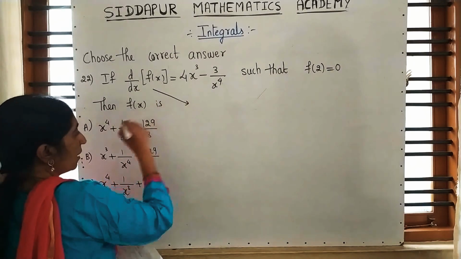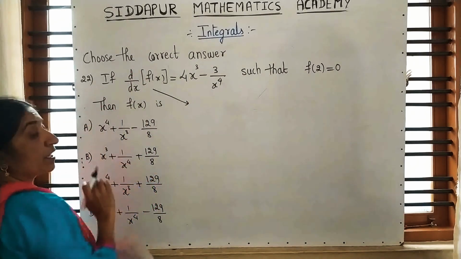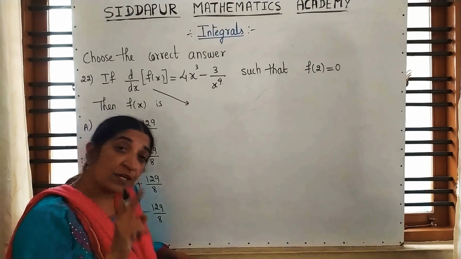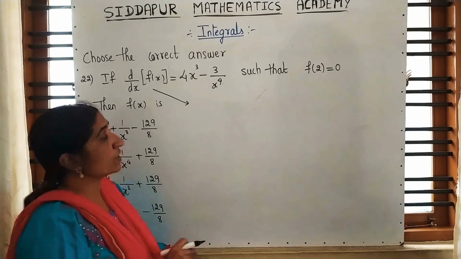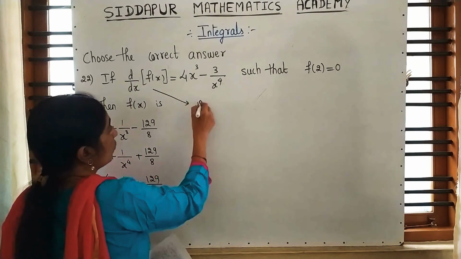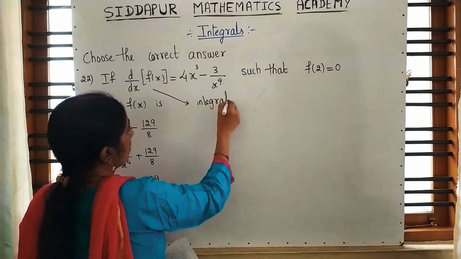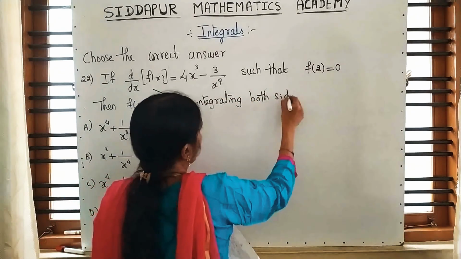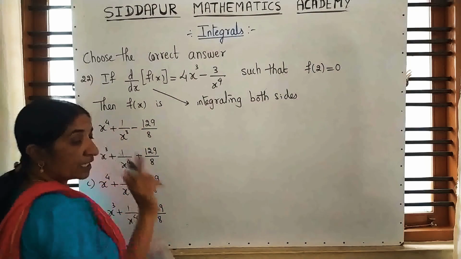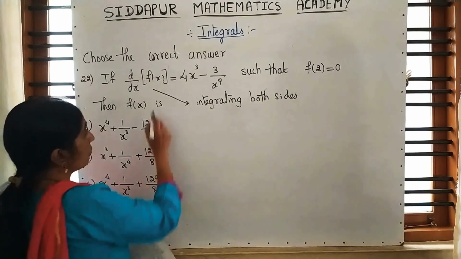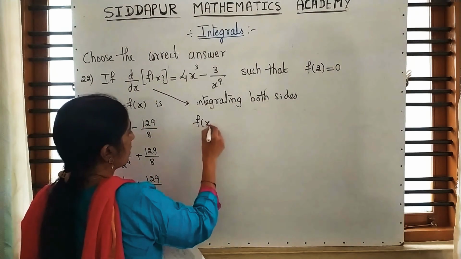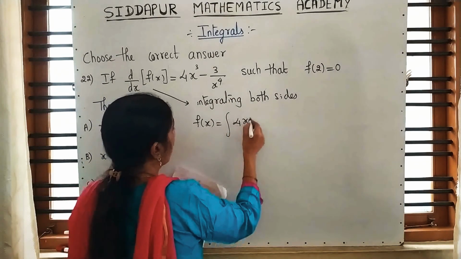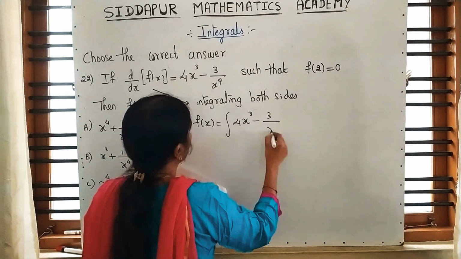See, if they are asking f of x, it means we don't want d upon dx. How do you cancel d upon dx? Don't rub. See, differentiation and integration are reverse processes to each other. That's why I am integrating both the sides. When you integrate both the sides, that differentiation will get cancelled because integration and differentiation are reverse processes to each other. What is remaining? f of x is remaining on the left side, and on the right side I will write like this.